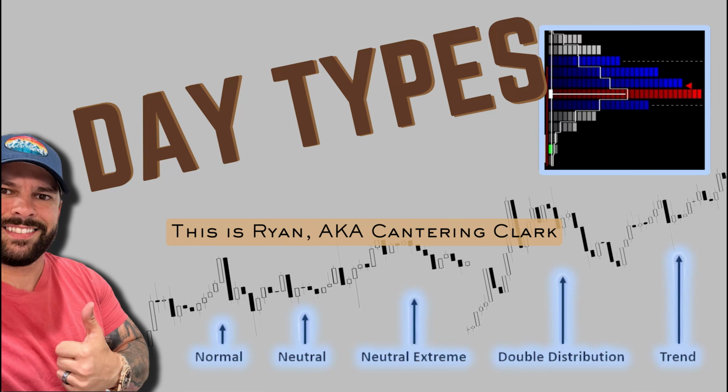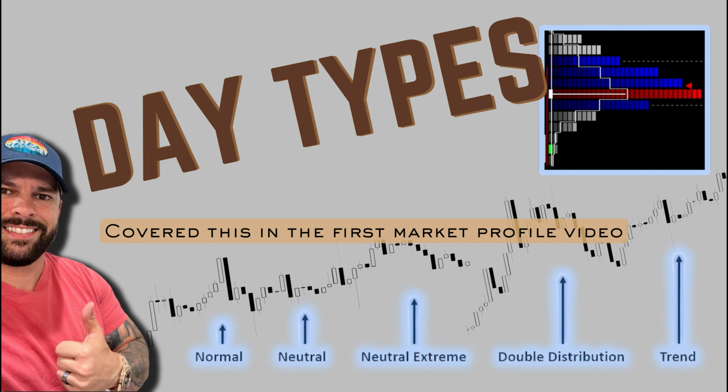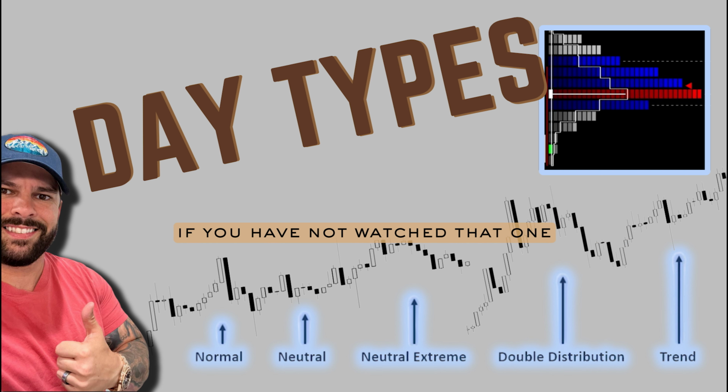This is Ryan aka Kenner and Clark, and in this video we are going to cover TPO day types. Again, a TPO chart is a time price opportunity chart. We covered this in the first market profile video, and before you get into this video, if you have not watched that one, like we said in the beginning of that video, you need to watch all of the first material that we put up in the order flow roadmap.